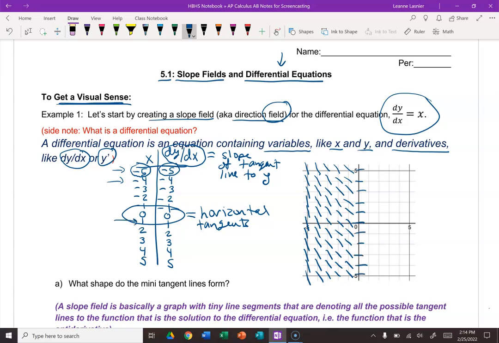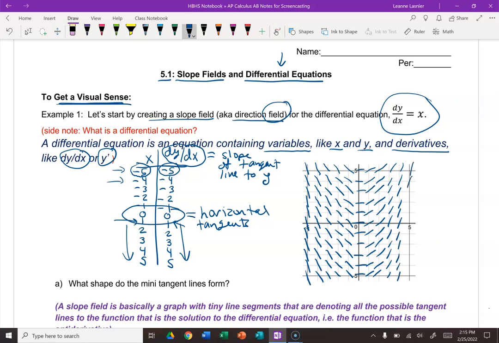Now we move over to the positive. So when x is +1, my tangent line also has a slope that's +1. So now my lines will be facing up, and they won't be very steep because it's just a slope of 1. But the bigger x gets, the more steep my tangent lines get because their slopes get bigger. So for 2, I draw a line that's slightly steeper than 1. And then 3 would be slightly steeper than 2. And 4 steeper than 3.